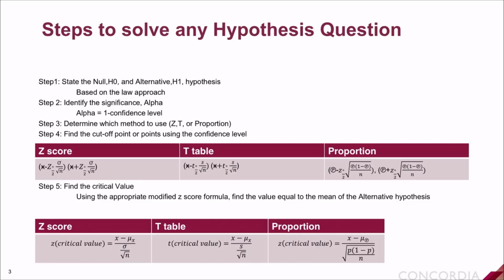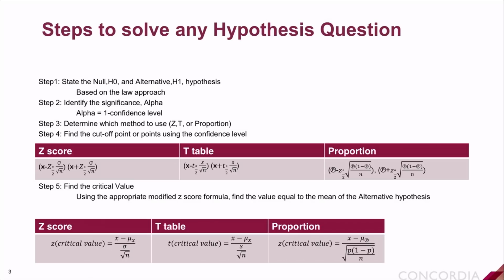Step 2 simply means identify the alpha. To find the alpha, you just take 1 minus the confidence level, and the difference is the alpha. Step 3 is determine which method to use, Z, T, or proportions. This is done similar to Chapter 8. It's simply done by following the chart and understanding how big the sample size is and if we have a standard deviation or not.